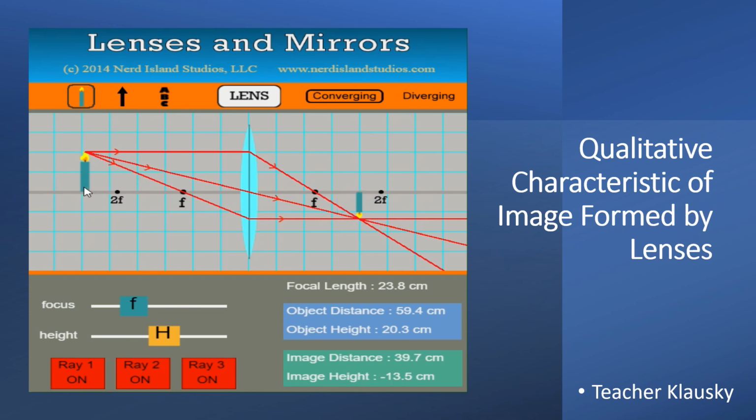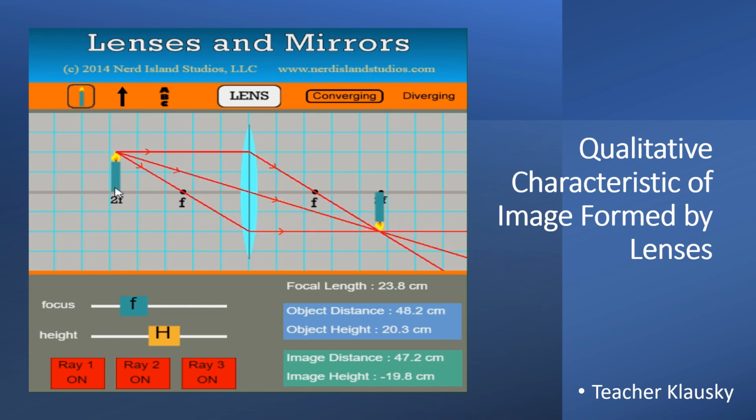Now, what if we move the candle to 2F? As we can see, again, there will be a meeting of the three rays. The intersection of the three rays will be the location of the image. The location of the image is at 2F.